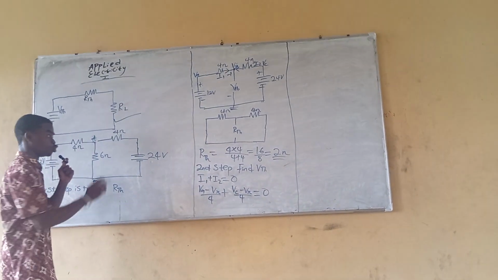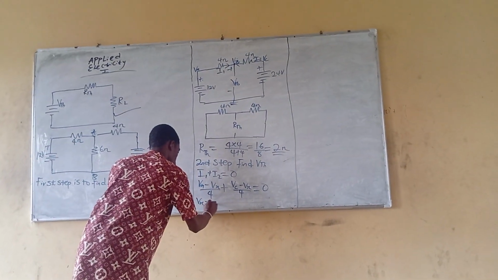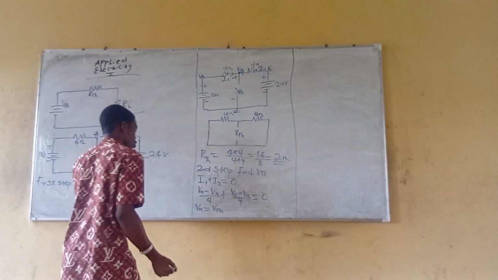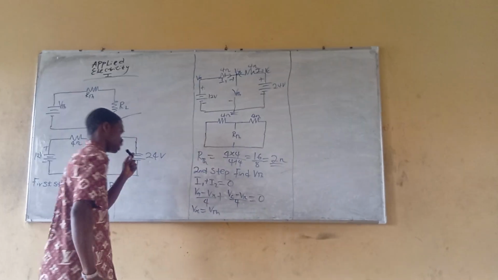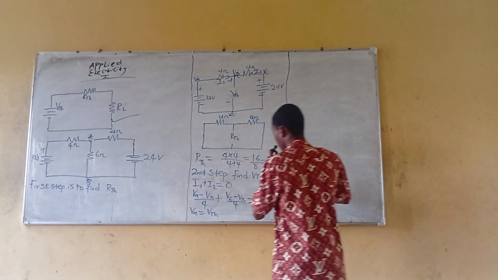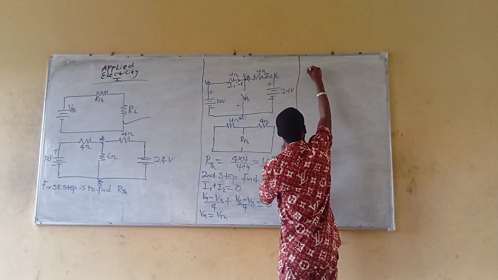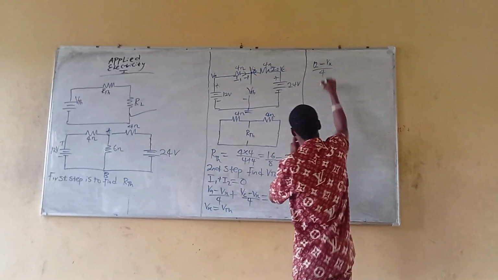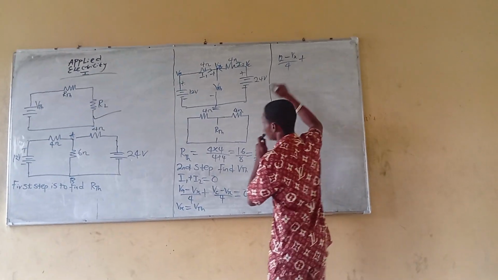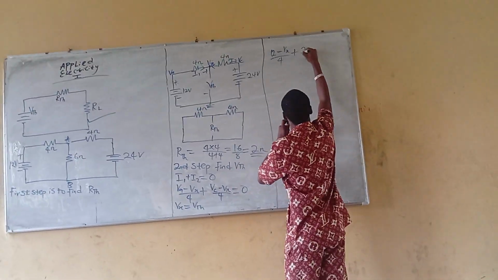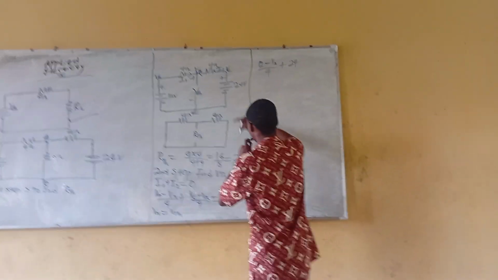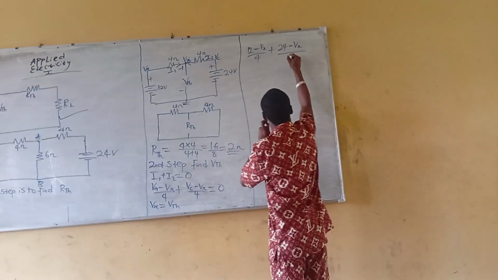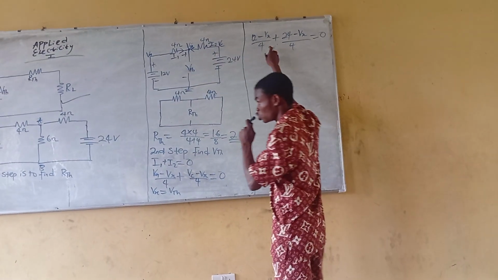Now let's find out what's VA and VC. Before we proceed, you should know that VX equals what? VTH. Or I should have just indicated here VTH at once. But you should know that Vx equals VTH. So now what's your VA? Your VA is 12 volts. So that's 12 minus Vx divided by 4, plus, what's your VC? Your VC is 24. 24 minus Vx divided by 4 equals 0. So now let's solve for Vx.